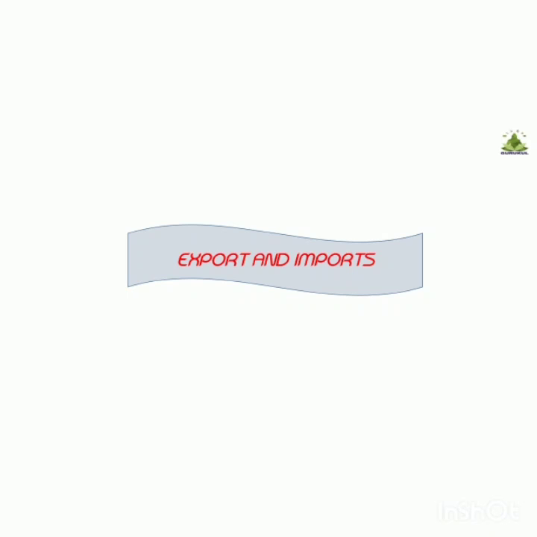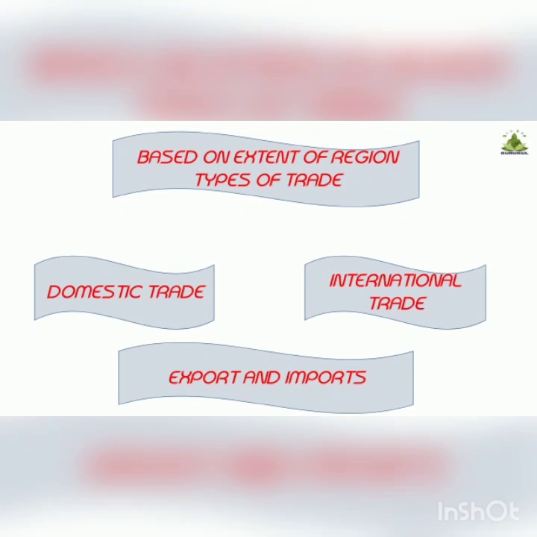When a country buys those goods and services which are scarce in their own country from another country, it is known as import. When a country produces excess goods or services, then they required it to sell this to other countries which have a demand for it. This is called an export. So, in this video, children, we have discussed about exactly what is domestic trade, international trade, and we have also seen very clearly what are exports and what are imports.